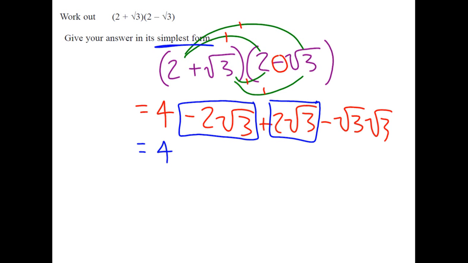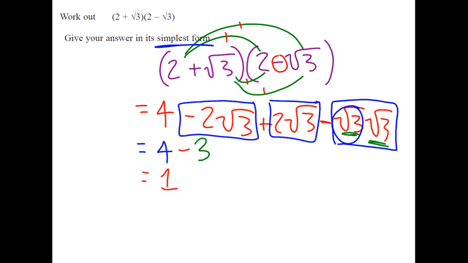Now we've got root 3 times by root 3. Okay, so the very thing that times us by itself to give you 3, and guess what? It's being times by itself. So you're going to get the answer of 3. And it's a takeaway here. So the answer is just 1.